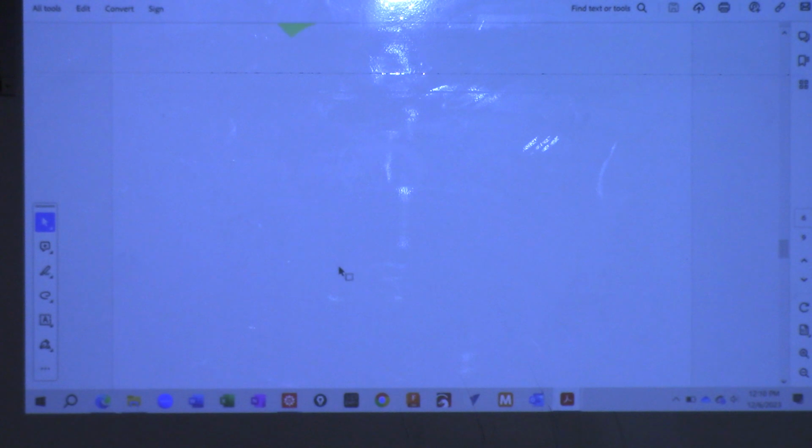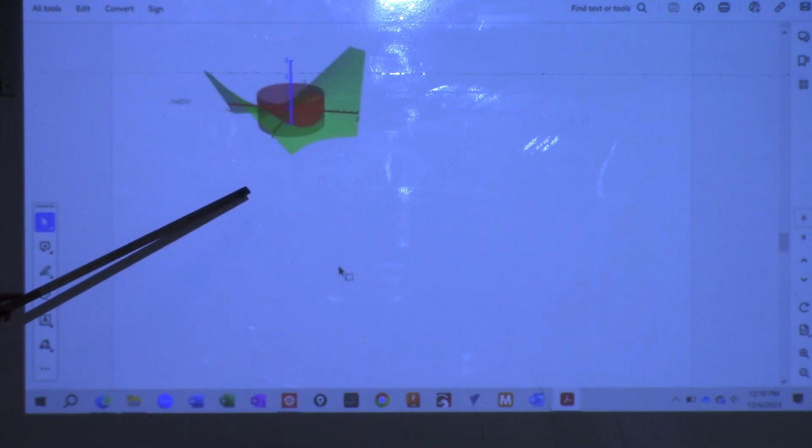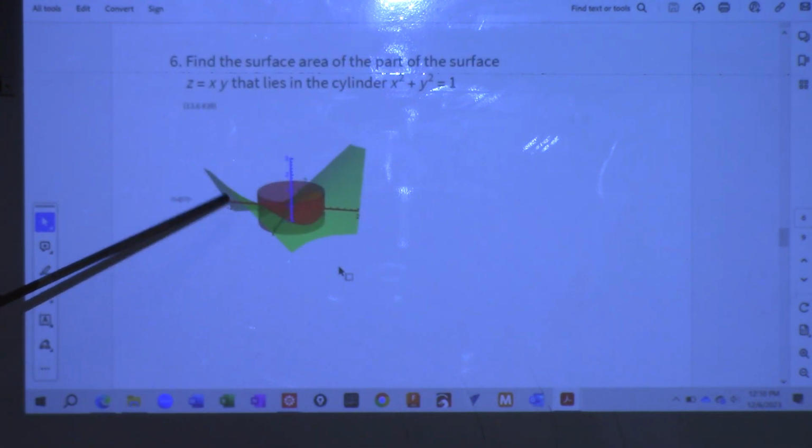I do also plan on including pictures. I will include pictures, and I think they'll be in color.